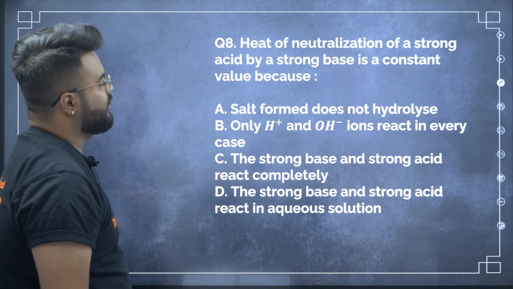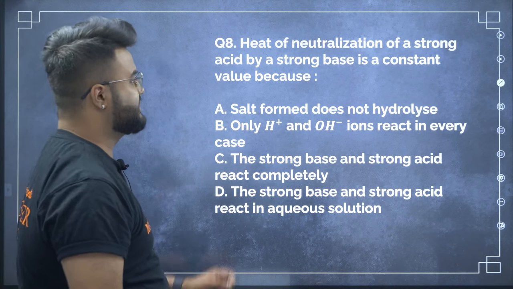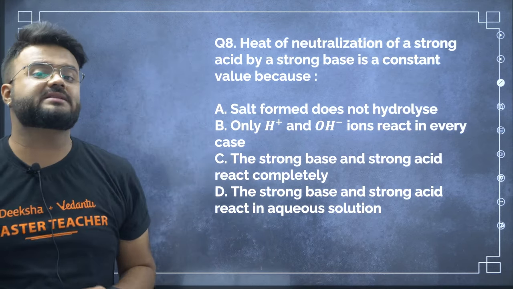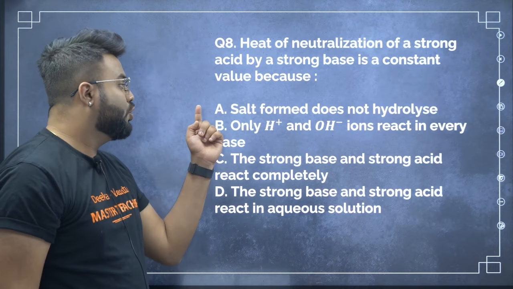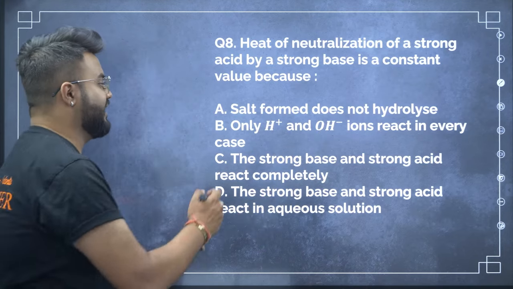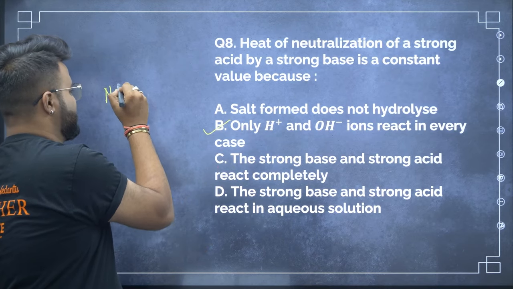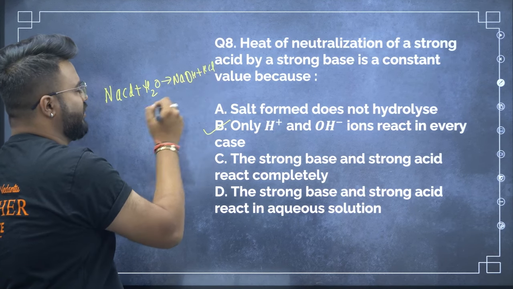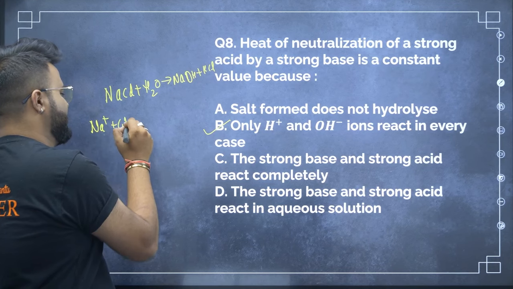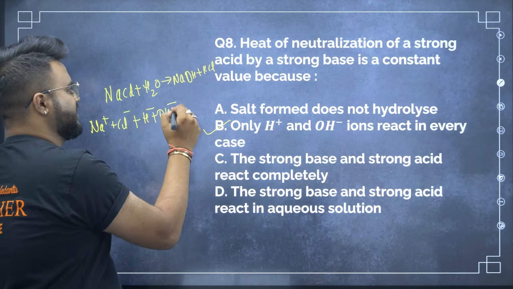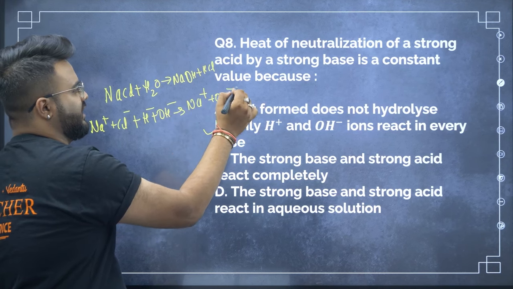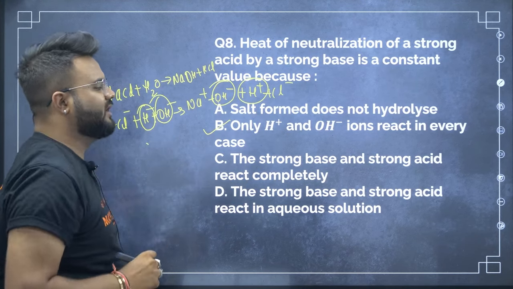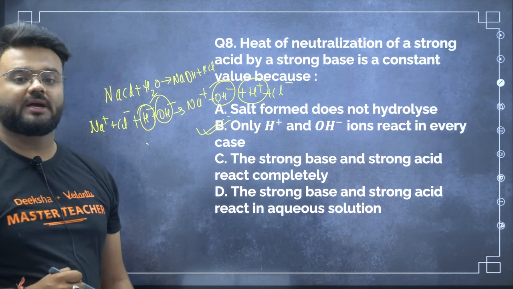Now, the heat of neutralization of a strong acid by a strong base is a constant value because. This is a direct, very simple question. Even a 7th standard student can give the correct answer for this. That is, only H plus and OH minus ions react in every case. When NaOH reacts with HCl, how will I write it? Na plus OH minus plus H plus Cl minus gives rise to Na plus Cl minus plus H2O. Here, only H plus and OH minus are reacting in every case. Therefore option B will be your correct answer.